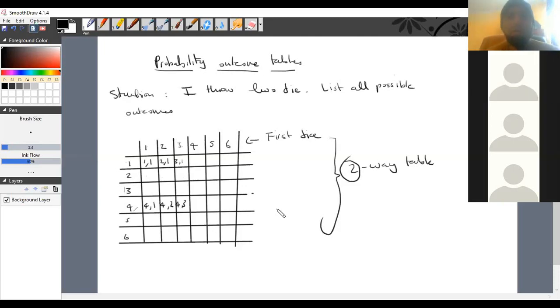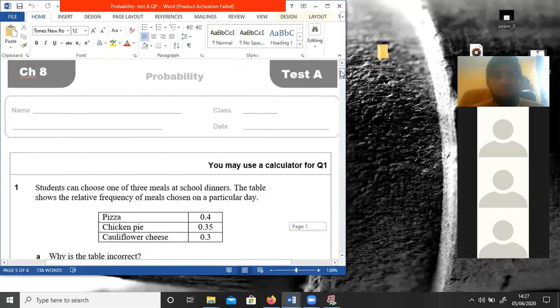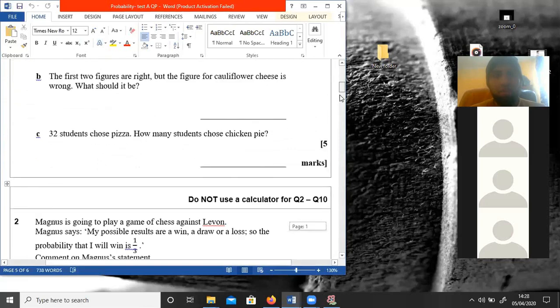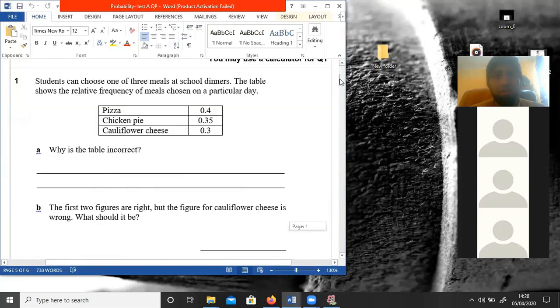Yeah. Okay, so now that we've done that, we are ready to continue with some exam practice before we move on to the next topic. So exam practice, let's look at it. I'm going to pull out a probability test here. You'll see it in a second when I share my screen. If you guys remember, these are the questions we did last week. The pizza question, the chicken pie question.